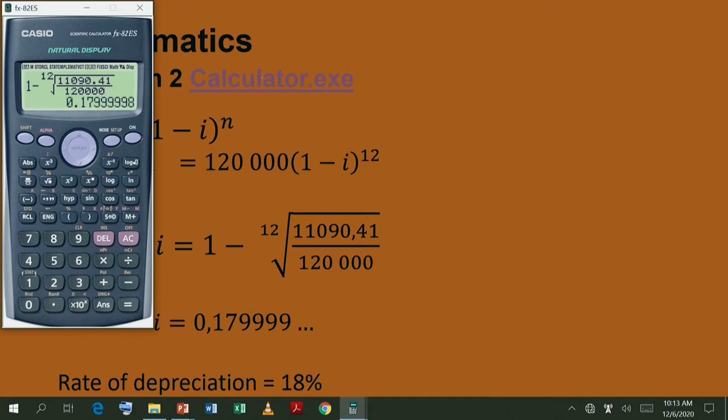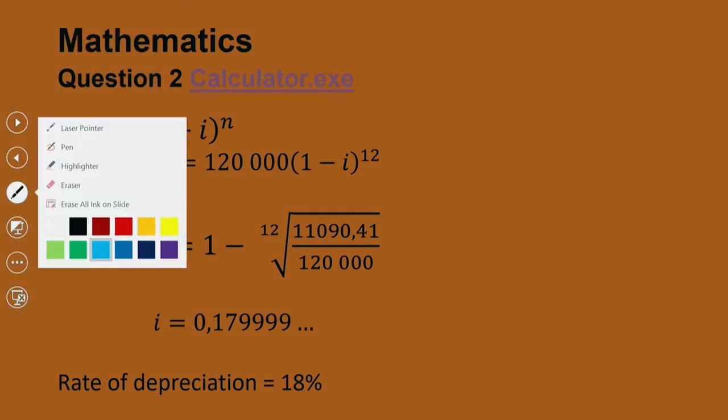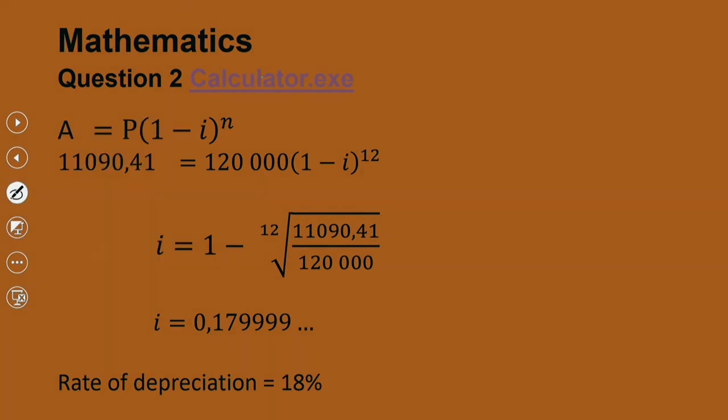What do I get? 0.17999998. And if you multiply this by 100, what are you going to get? You get 17.9, which is actually 18%. Are we together? And this is what we have, 18%.